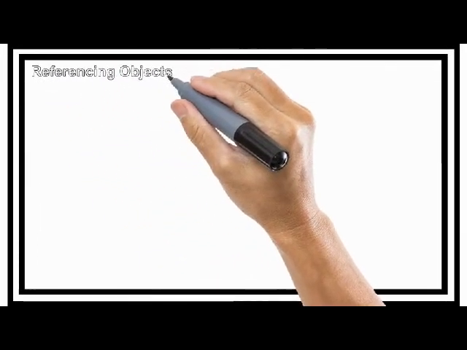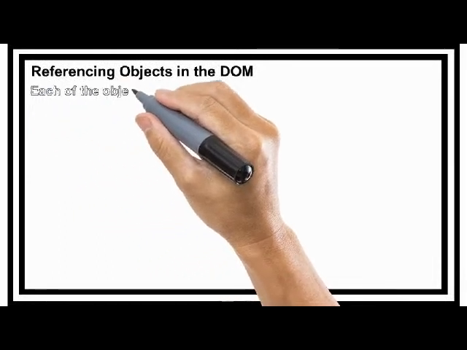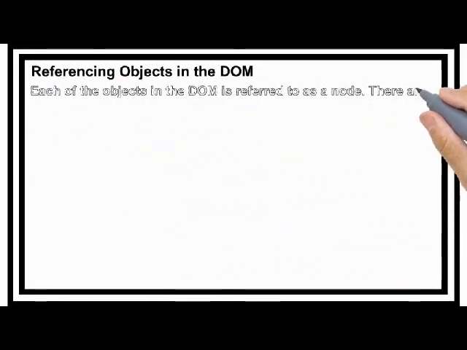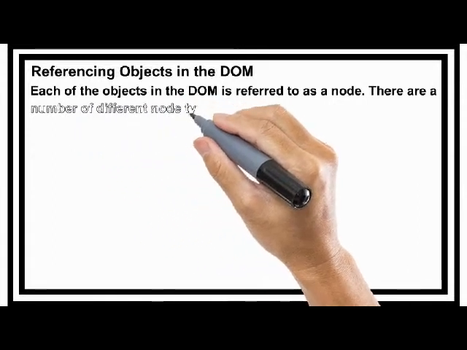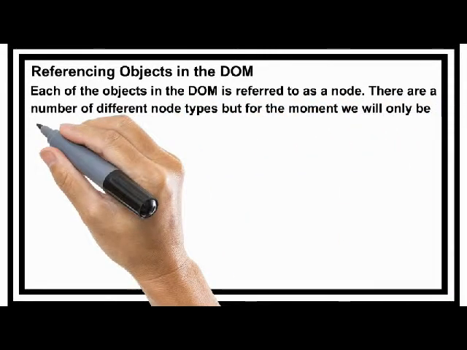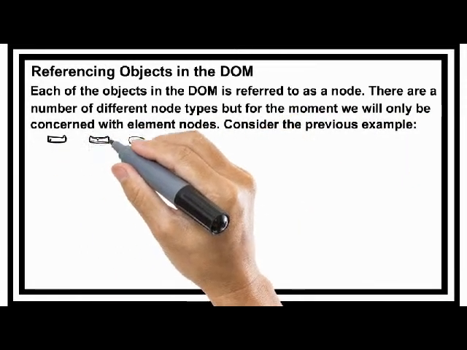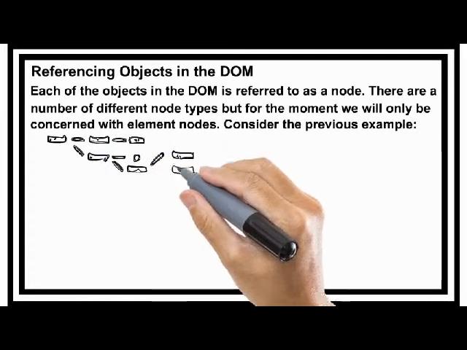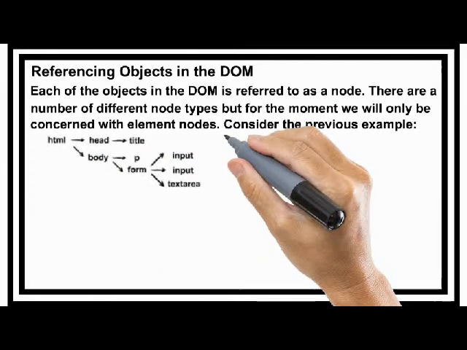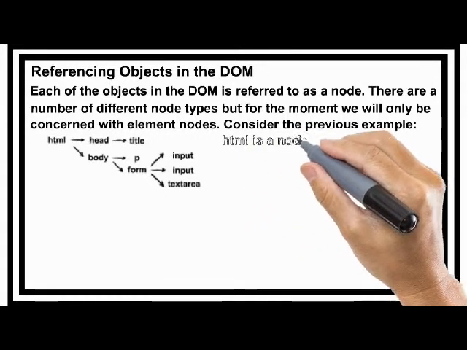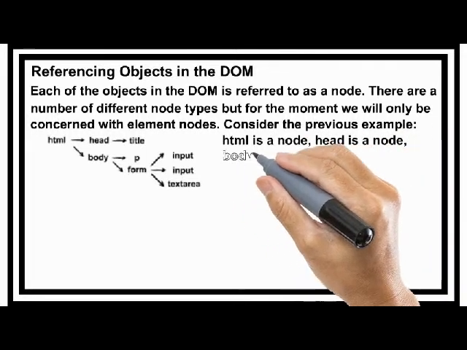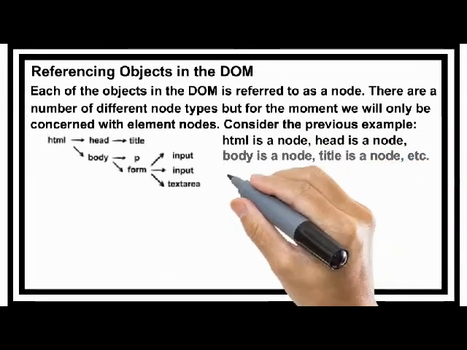Referencing objects in the DOM. Each of the objects in the DOM is referred to as a node. There are a number of different node types, but for the moment we will only be concerned with element nodes. Consider the previous example. We have HTML, we have a head and a body, a title, a paragraph, two inputs, and a text area. And these are their relationships.